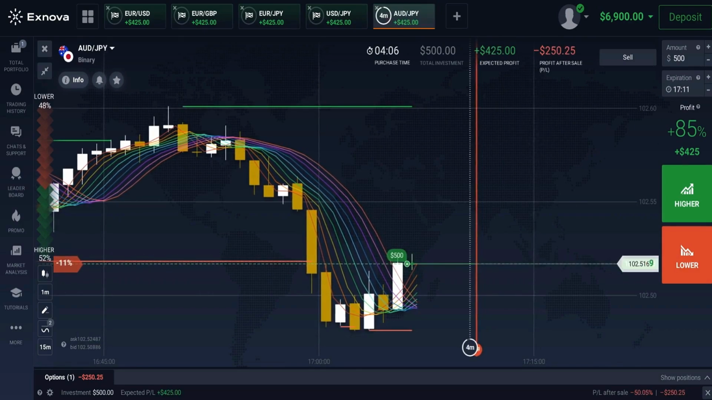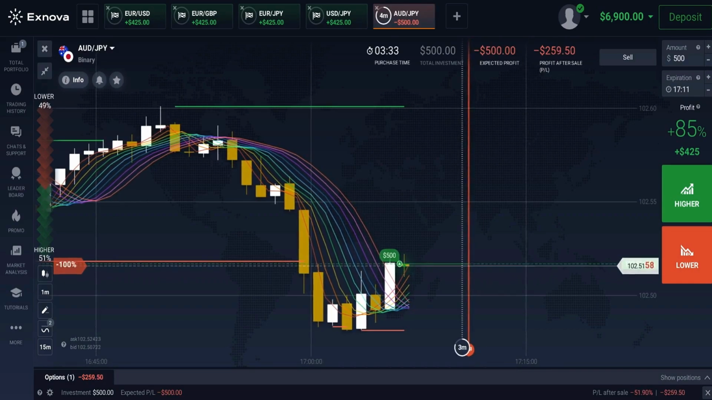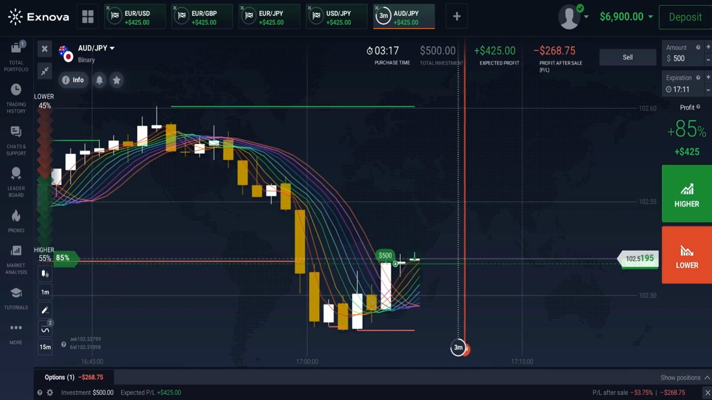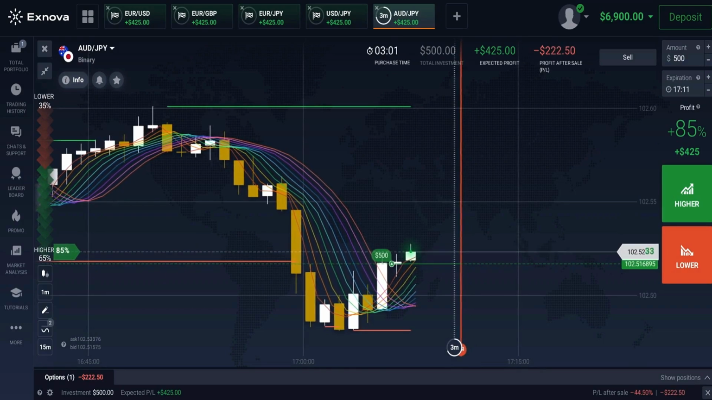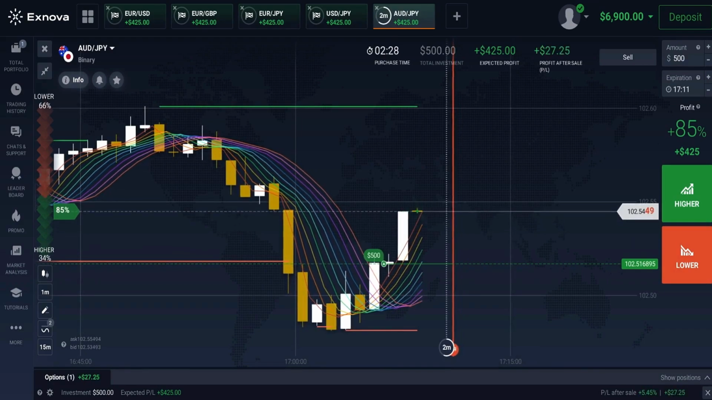Alright, so as per our strategy, this is a perfect setup for a buy trade. Here's why. The price has bounced off the support level. That's our first signal. All the lines of the rainbow moving average have crossed each other in an upward direction.